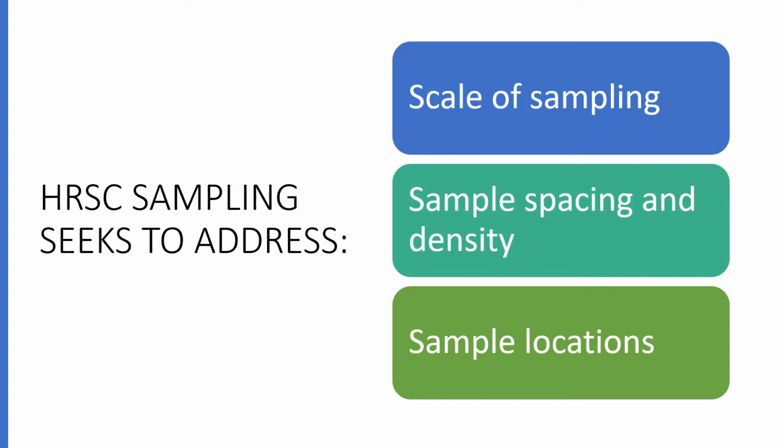HRC sampling seeks to address the scale of the sampling. What's the size of the area that we need to sample or reach some sort of decision about? We need to think about sample spacing and density. For high resolution sampling efforts, we generally want to have our sample spacing reduced and have high density sampling. And those two things can help to inform where those samples should be collected.